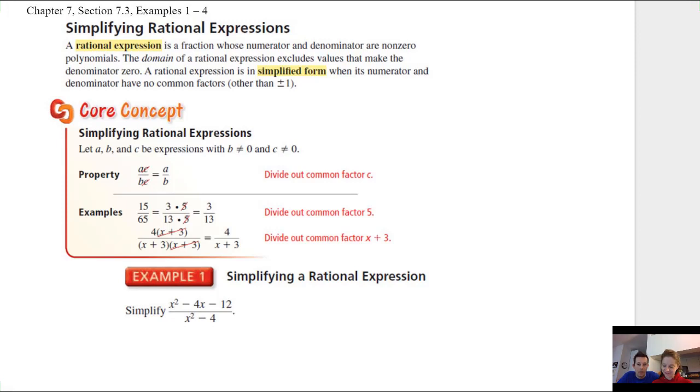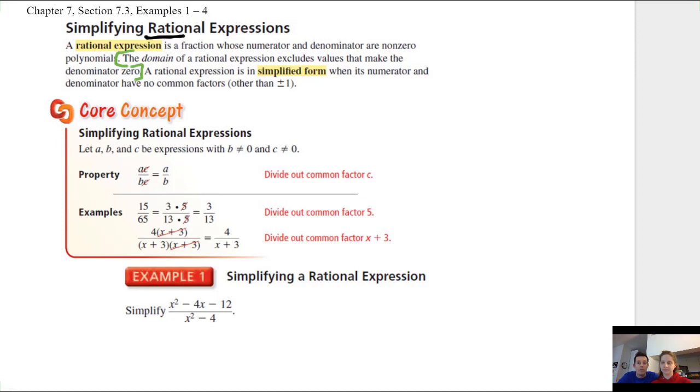A rational expression is a fraction. You see the word ratio there, which means fraction. So a rational expression is a fraction whose numerator and denominator are non-zero polynomials. That means we're looking for terms with x or x to a power in both the numerator and denominator. The domain of a rational expression excludes values that make the denominator 0. That will be important in just a moment.